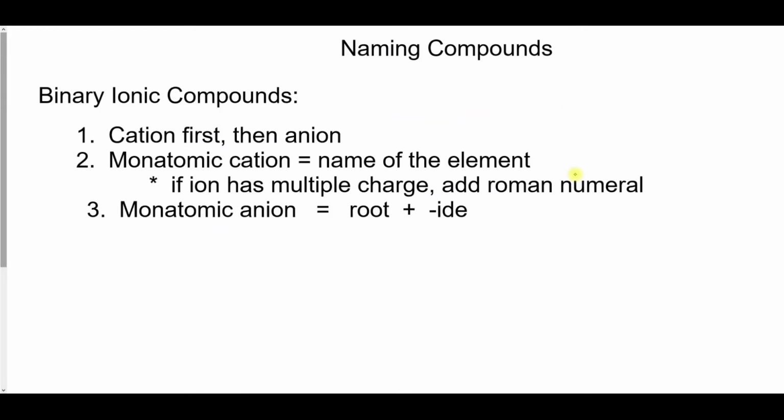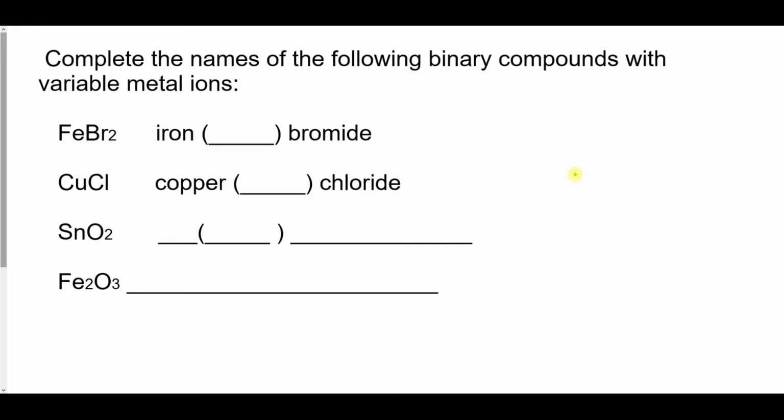How do we name them? Well, naming is just the same. Name of the cation. If it has a multiple charge, now we add the Roman numeral, and the anion ends in "ide." Pause the video and give these a try.